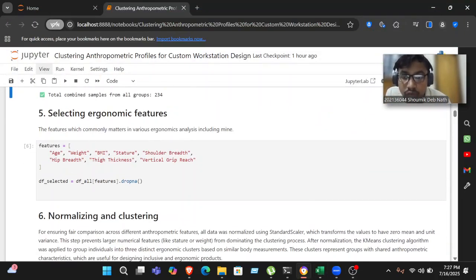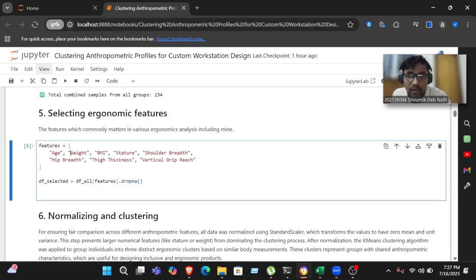Now, selecting ergonomic features. In ergonomics, there are a few traits that we look at to design a specific product for our comfort, and based on those characteristics we decide what we should design. Here they are: age, weight, BMI, stature, then shoulder breadth, hip breadth, thigh thickness, and vertical grip reach. These are the common factors that we usually judge as ergonomic features.